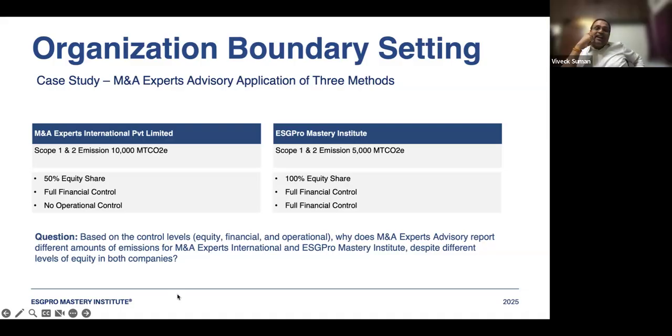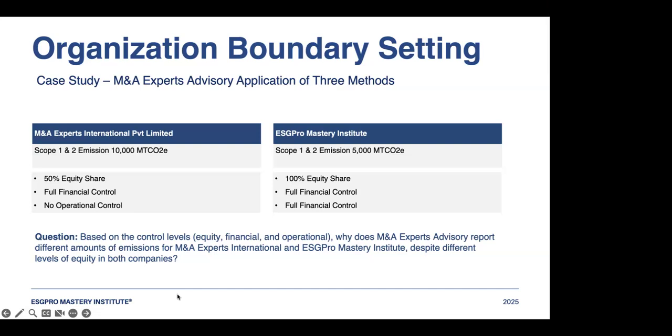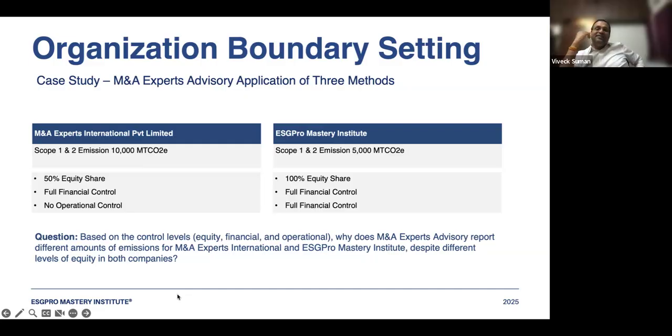Okay, very good. If I take the other method, which is the control method, another condition comes into play, which is on your screen. I have full financial control on International, and I also have full financial control of ESGPro Master Institute. Now, how much will I report as emission? 15,000. Very good.